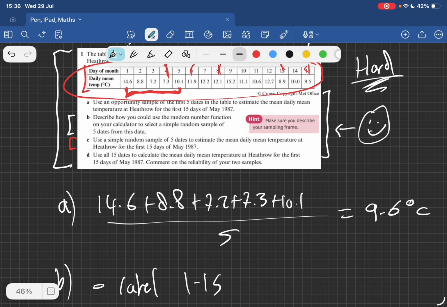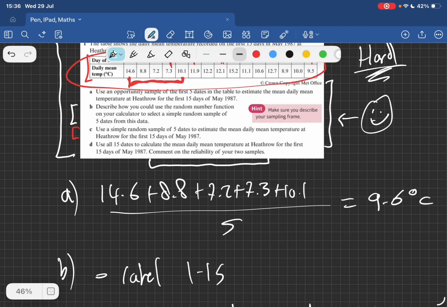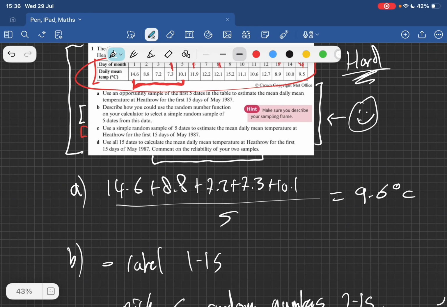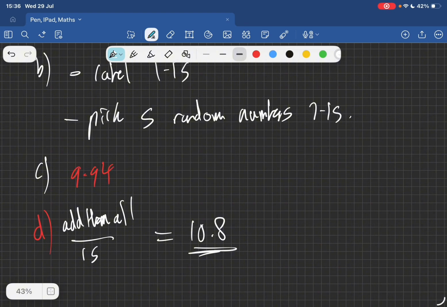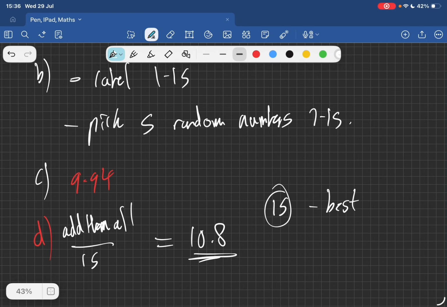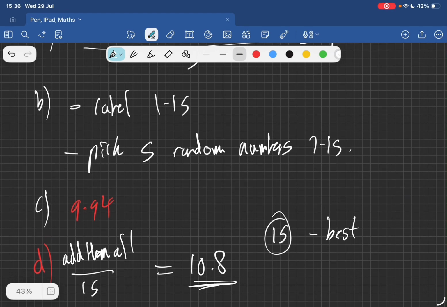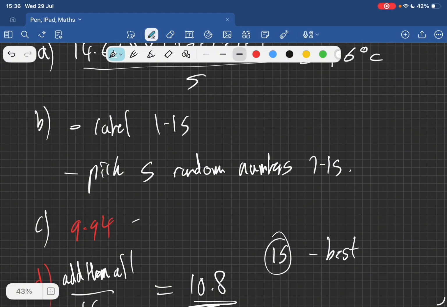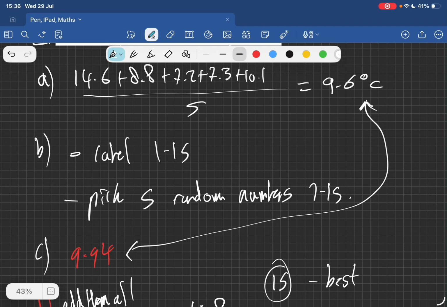Now, finally, we just need to comment on the reliability of these 2 samples. For part D, we've got all 15, so that's fully reliable. That's the best we can possibly do. But oftentimes we can't test everyone. It will be too expensive or it will take too much time. So we build these samples with a smaller portion of the population. Obviously they're not going to be as good at representing the whole thing.